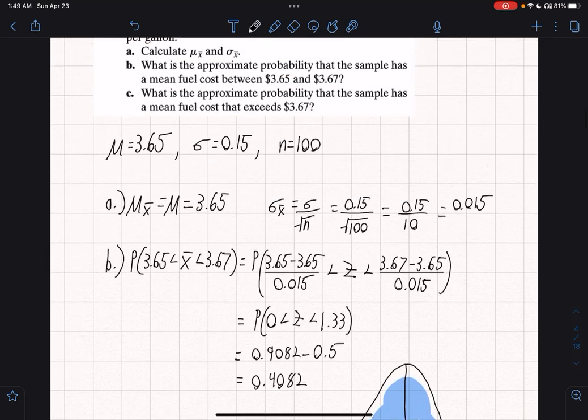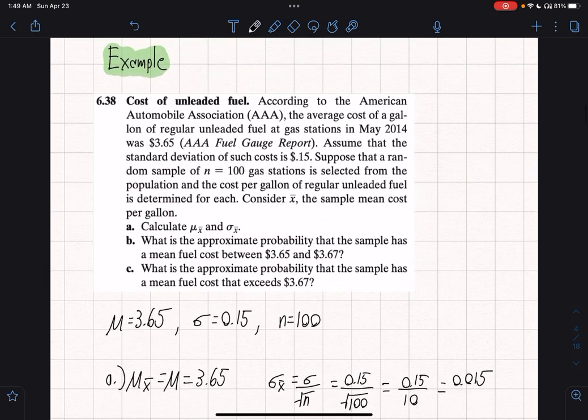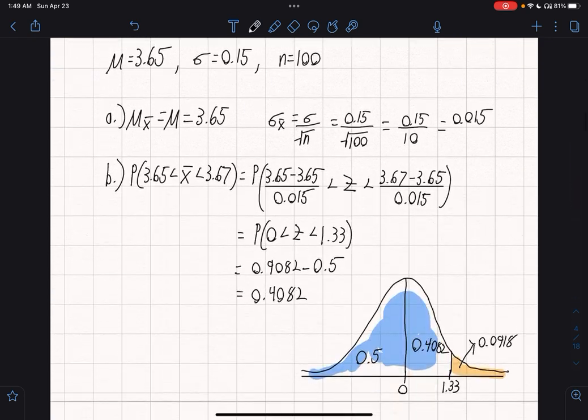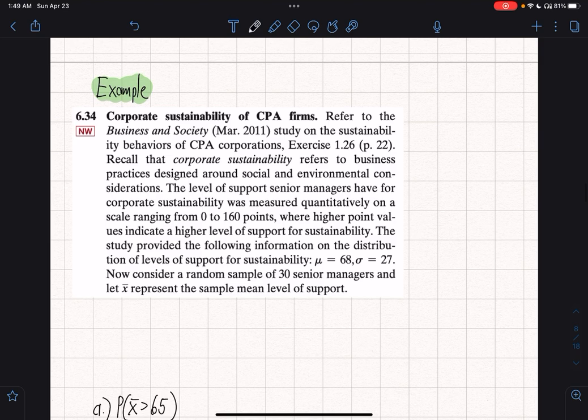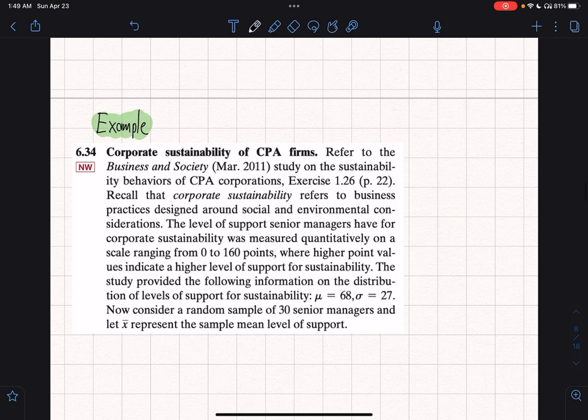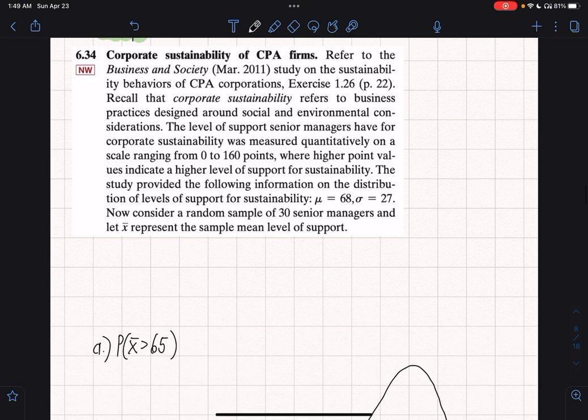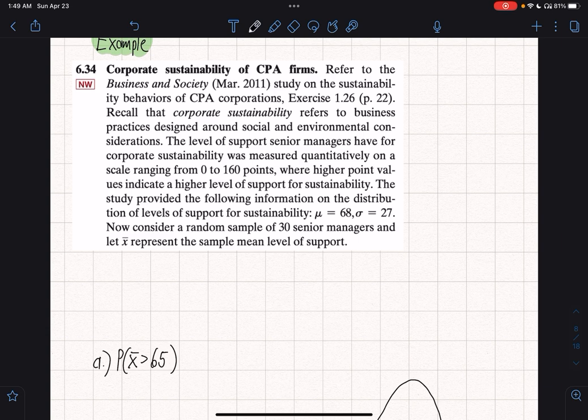Okay, so we finished this problem. So let's do another. And as usual, I think it's best if you pause the video and attempt this on your own. So, corporate sustainability of CPA firms.